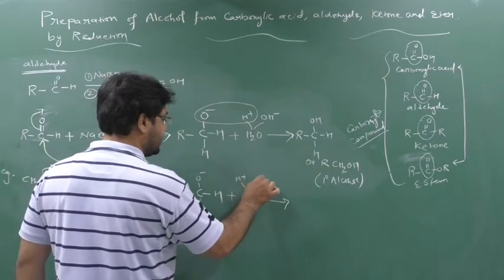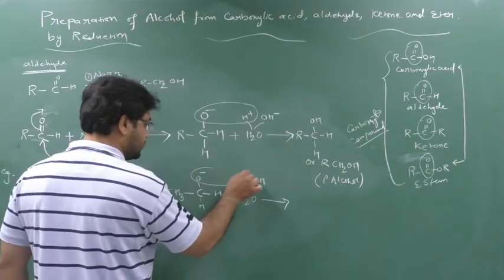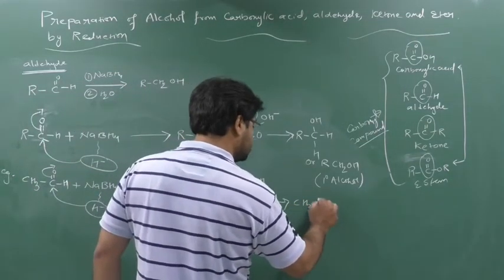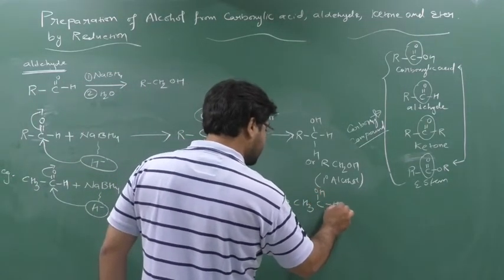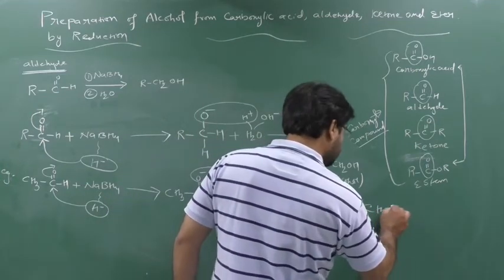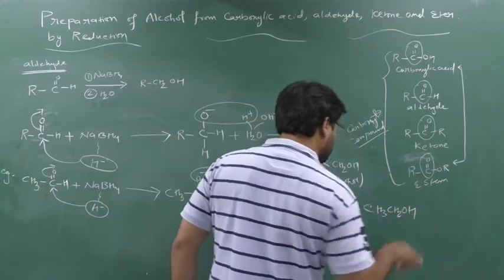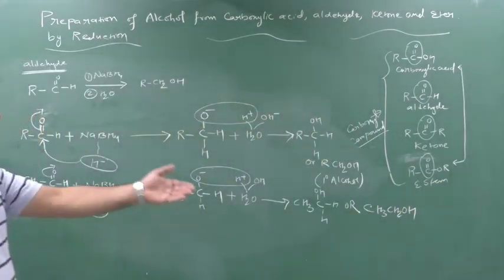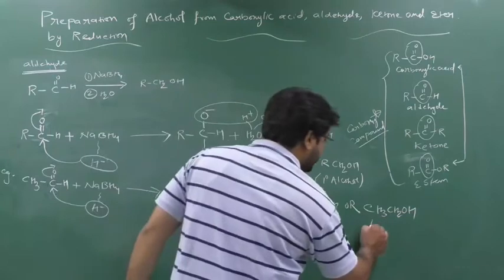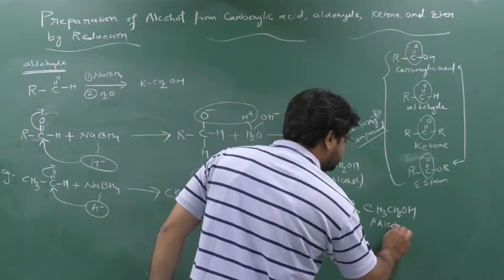H plus and OH minus. This is minus and this is plus, so these two will combine and form what? CH3, here COH, and here H and here H. Or what I got? I got CH3CH2OH. So I got ethanol. That is also a 1 degree alcohol. So here is one MCQ: whenever reduction of aldehyde occurs, I get 1 degree alcohol.